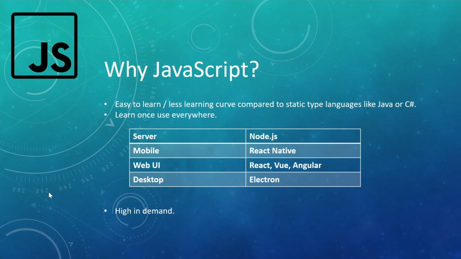Okay, so JavaScript is also learn once, use everywhere. Okay, what this means is that JavaScript is almost everywhere. If you know JavaScript, you can write anything on any platform that you can imagine. For example, if you want to write a server application, use Node. Node.js supports that. If you want to build a mobile application, you can use React Native. And for a web UI, which is probably where JavaScript has the most attention, there are React, Vue, and Angular. These are all frameworks of JavaScript.